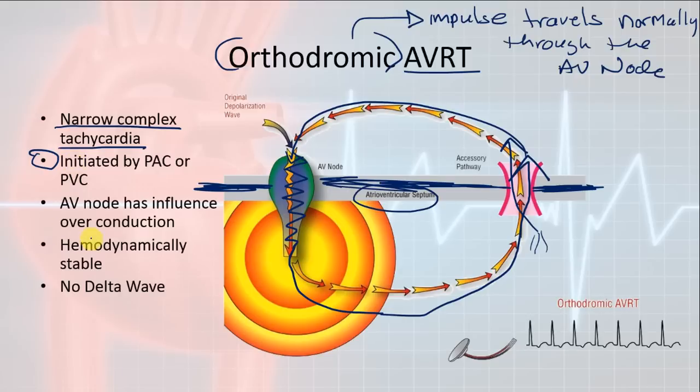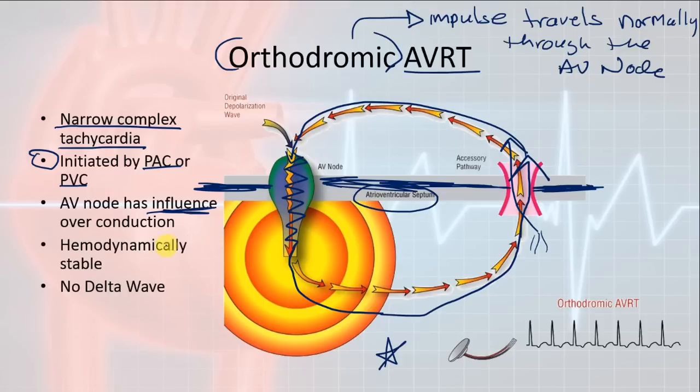What initiated your AVNRTs? It was originated by a PAC. Why? Because everything was supraventricular. In this case, orthodromic AVRTs can be initiated by a PAC or a PVC. So you could have a premature ventricular complex occur here, and it could also cause this reentry circuit to occur. The AV node has a particular influence over the conduction system. So if it's able to slow down the signal enough, it can self-terminate.